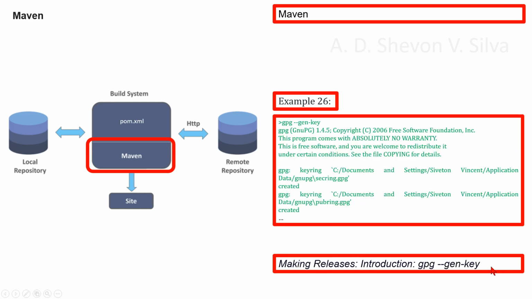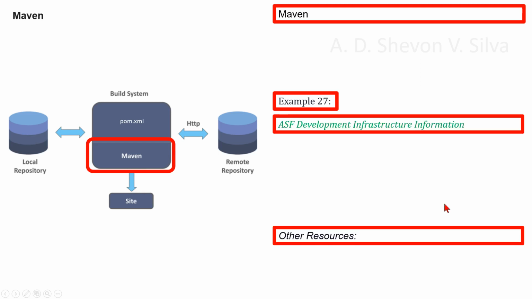Here you can see the introduction in making releases. Here the gpg --gen-key. Now we are considering other resources, for example, ASF development infrastructure information.